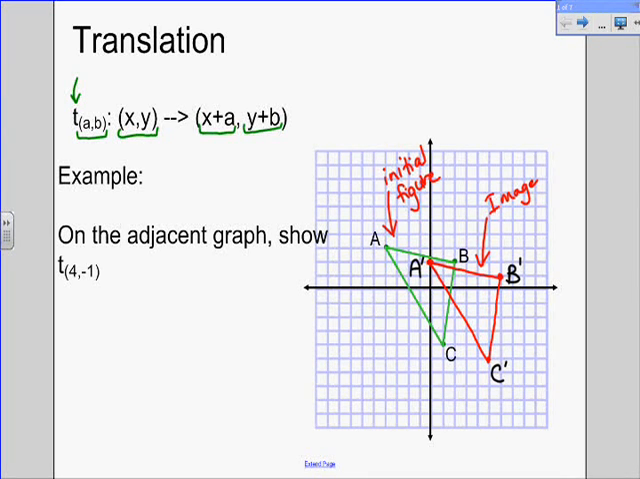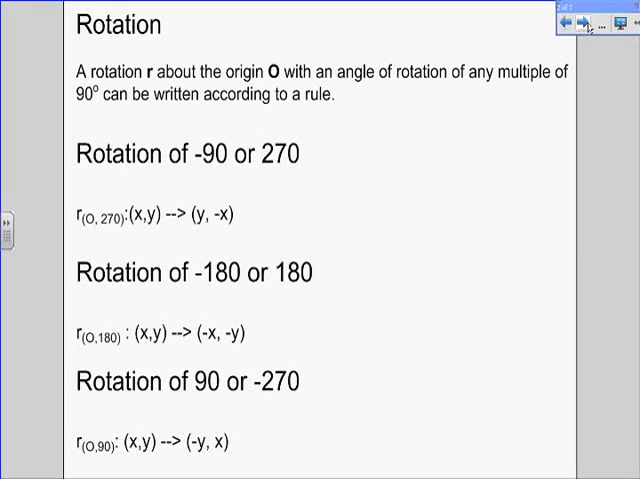So let's take a look very quickly at rotation. A rotation about the origin O with an angle of rotation of any multiple of 90 degrees can be written according to a rule. And we actually have 3 different potential rules here. So if we have -90 degrees, or 270 degrees, those two are actually the same thing. And if we have that rotation happening, our point x and y will be transformed into y, -x. So the x and y will actually change place, and that x will become negative.